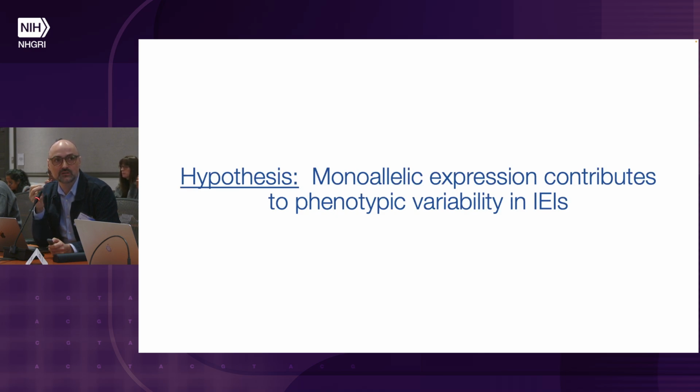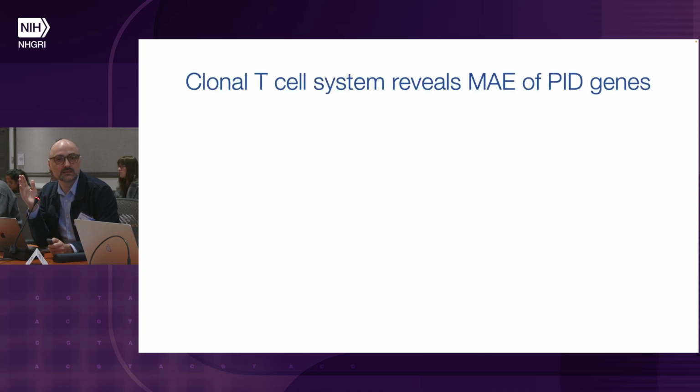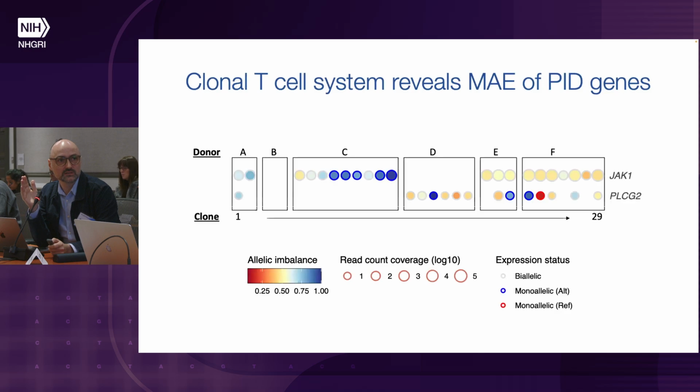contributes to phenotypic variability or incomplete penetrance in inborn errors of immunity. And we tested this in 10 healthy New Yorkers, and let me orient you around this graph. On the top is a donor. There is donor A, B, C, D, and F, and columns are number of clones of T cells that we expanded from a single cell to 200,000 cells.